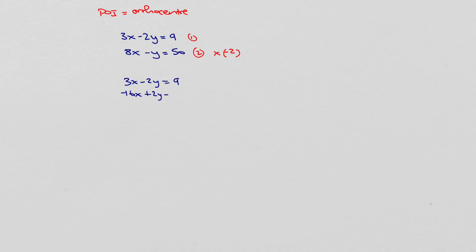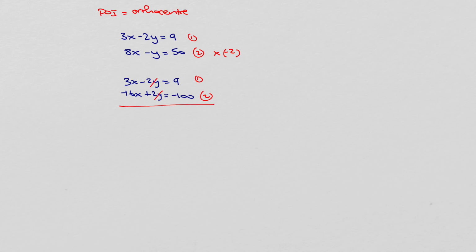So my first equation there was 3x minus 2y minus 9. So I'm just going to bring the 9 to the right hand side. And we had 8x minus y minus 50 equals 0. So again, if I bring the 50 to the other side, we end up with our two simultaneous equations. I'm going to multiply the second equation there by -2. So that gives me 3x minus 2y equals 9. And then I have minus 16x plus 2y equals minus 100. So making sure you're multiplying both sides there by -2.